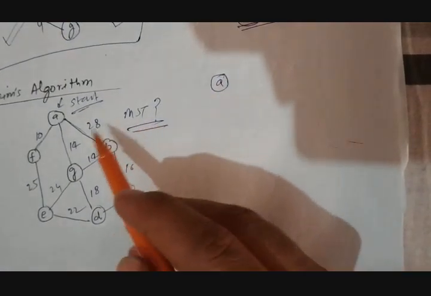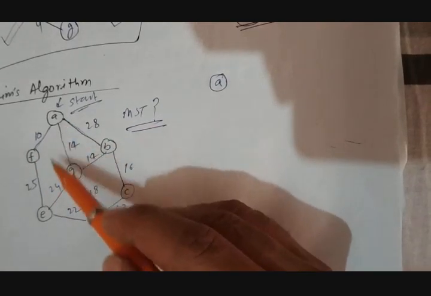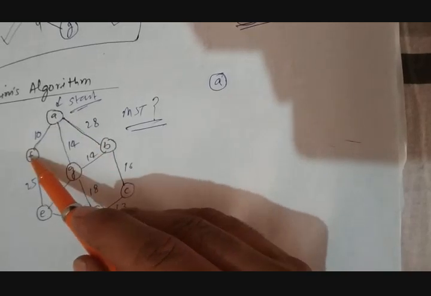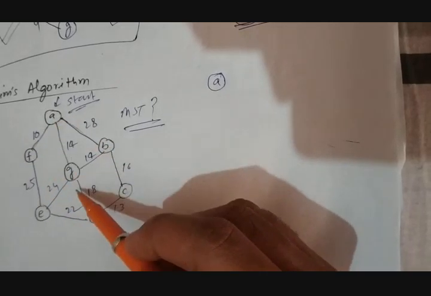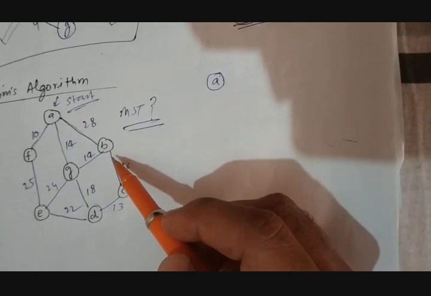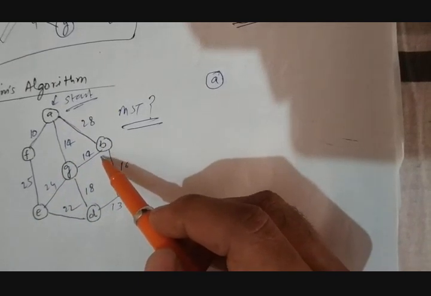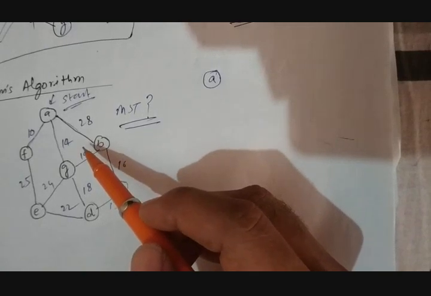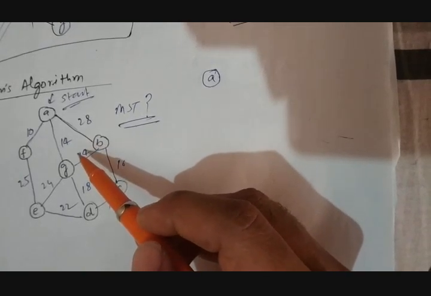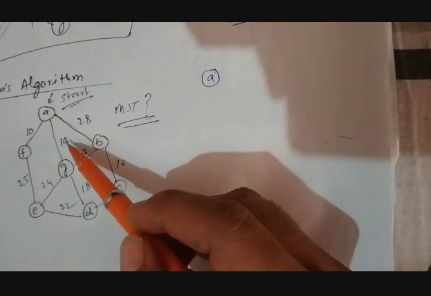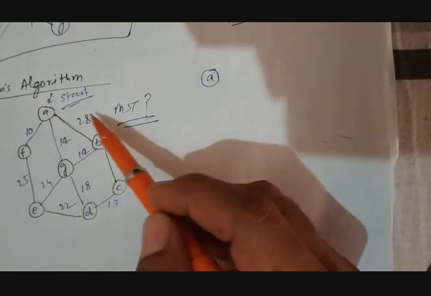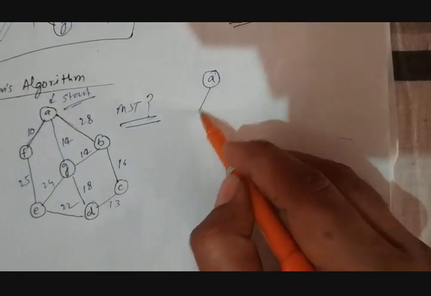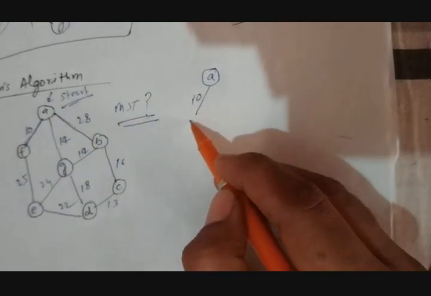Then how many options are there to move ahead? There are 3 options available, 3 branches. Either we can move in this direction, or this direction, or this direction. But Prim's algorithm says that we have to move towards the direction which has the least weight assigned. Here we have 10, 14, 28. Out of these 3, which one is the minimum? 10 is the minimum, so we will move ahead in this direction. So we will pick up this edge of 10, which means F.